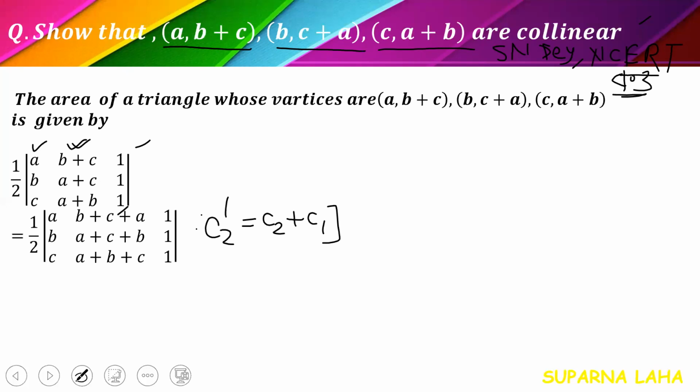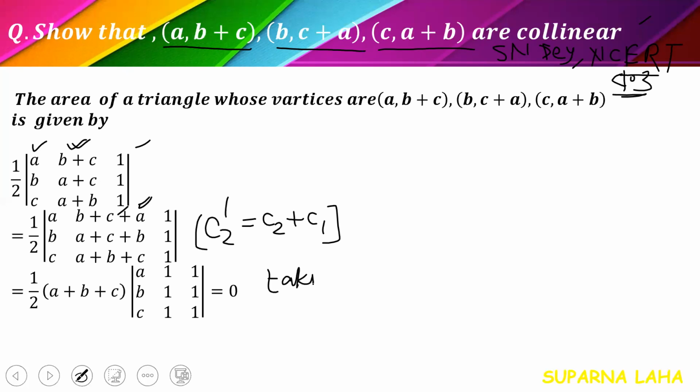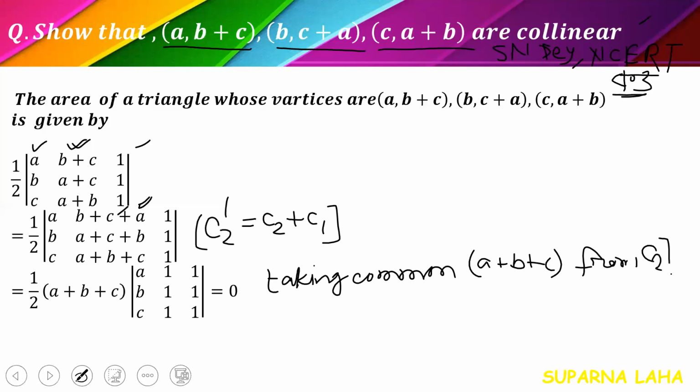Apply this operation. You will find all the elements in the second column are given by A plus B plus C. Now take this A plus B plus C common from the second column. After taking common, write down the reason, that is, taking A plus B plus C common from C2.